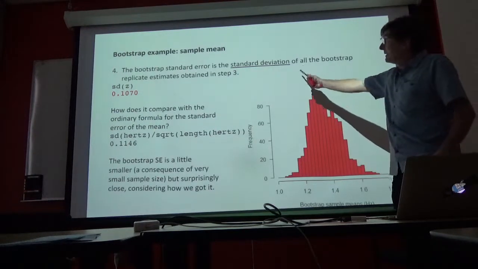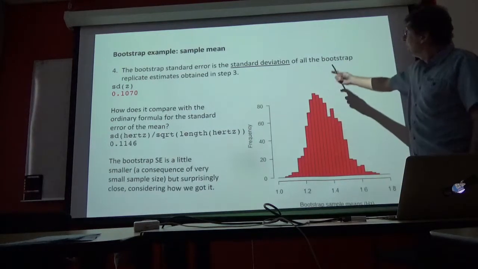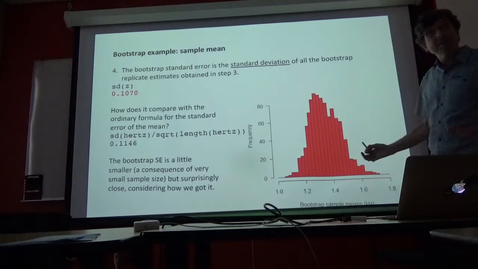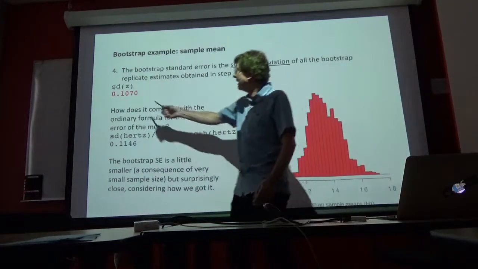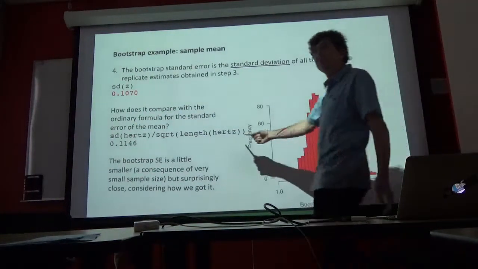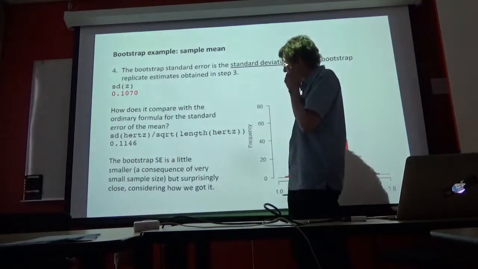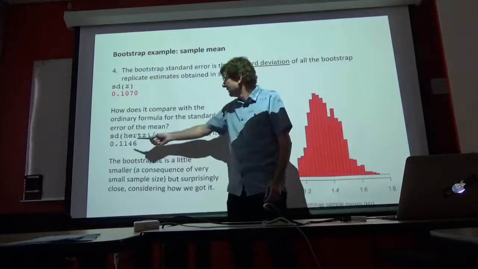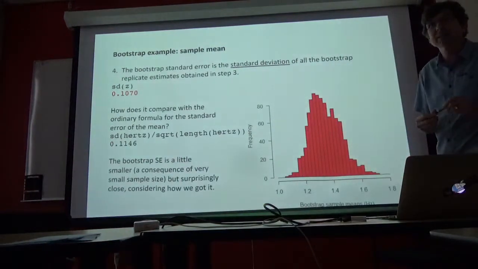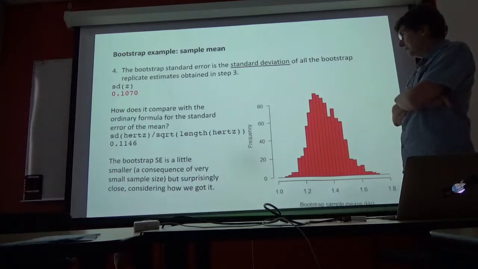So the claim is that the bootstrap standard error can be a reasonable estimate of the standard error. It's obtained by taking the standard deviation of the sampling distribution for the estimate. If you do that, you get the value 0.107. And you're thinking, well, what would you get if you just used the formula we already had for the standard error of the sampling distribution of the mean, s over the square root of n? The answer is 0.1146, the estimate you would get using the theoretical result.